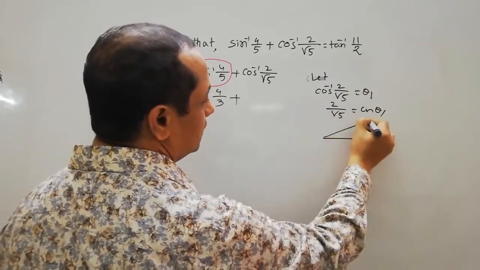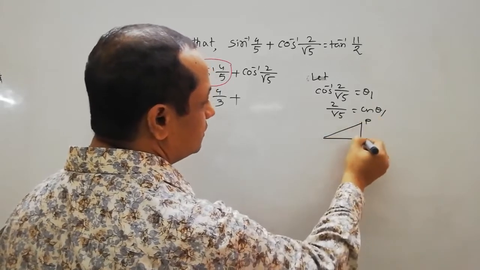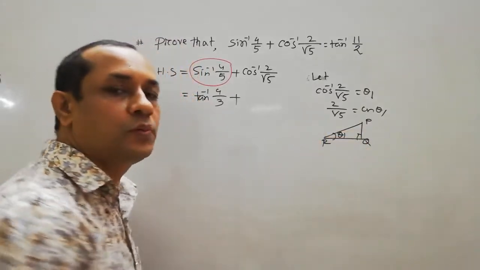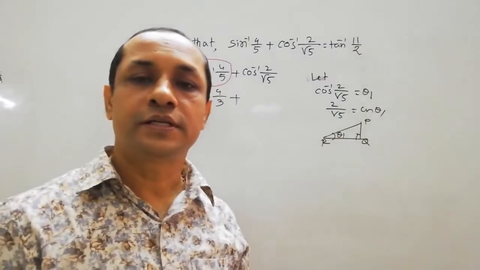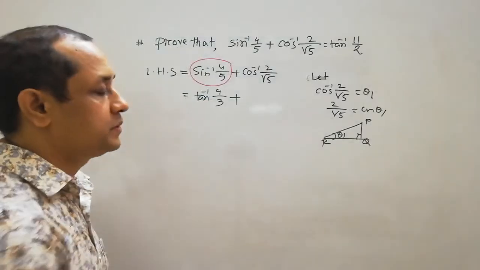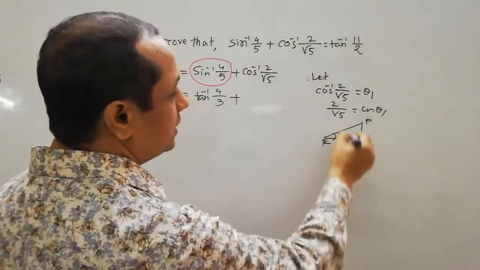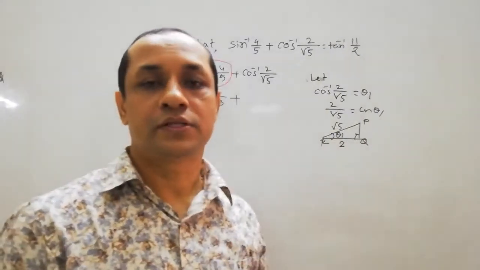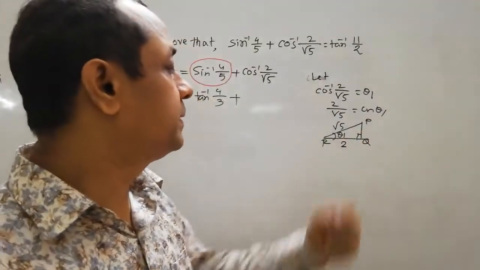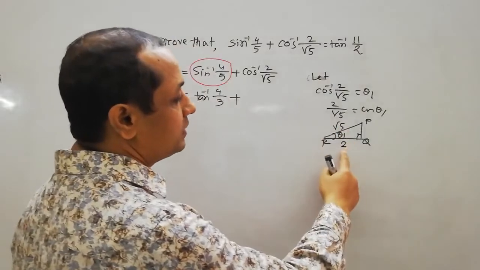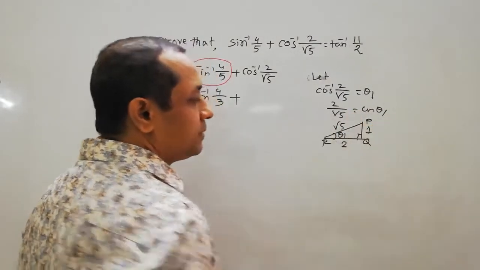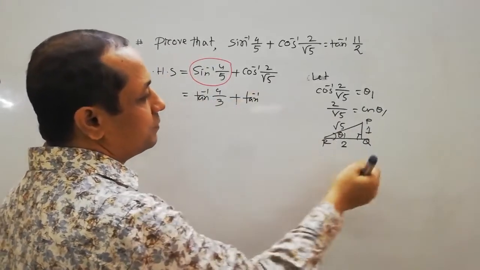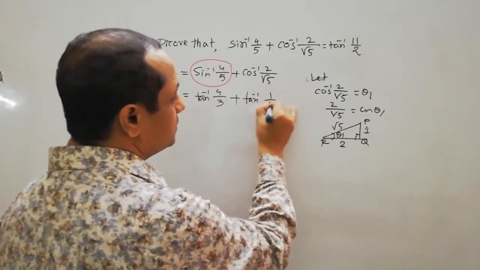Again, let here be another right angle triangle PQR, where the angle is theta 1. We know that cos theta equals base by hypotenuse. Here base is 2 and hypotenuse is root 5. Now by using the Pythagoras theorem, the perpendicular is root of 5 square minus 2 square, which means the perpendicular is 1. So tan inverse equals perpendicular by base, which is 1 by 2.